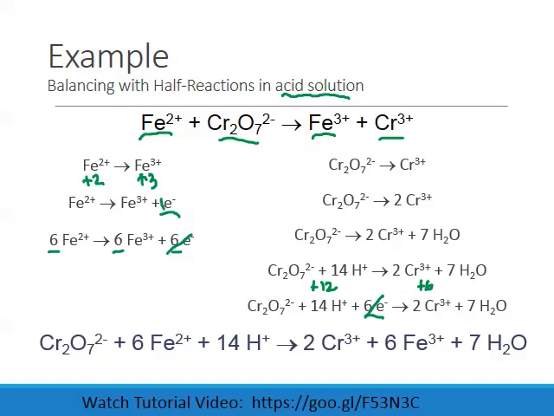There's 14 positives on the left, plus another 12 positives in the Fe's. 14 and 12 is 26. And then there's 2 negatives, so there's a total of positive 24 on the left. 2 times 3, there's 6 positives here on the chromiums, 6 times 3, there's 18 positives there, and the waters are neutral. 6 and 18, there's 24 positives on the right. So there's a balanced redox reaction in acid solution.